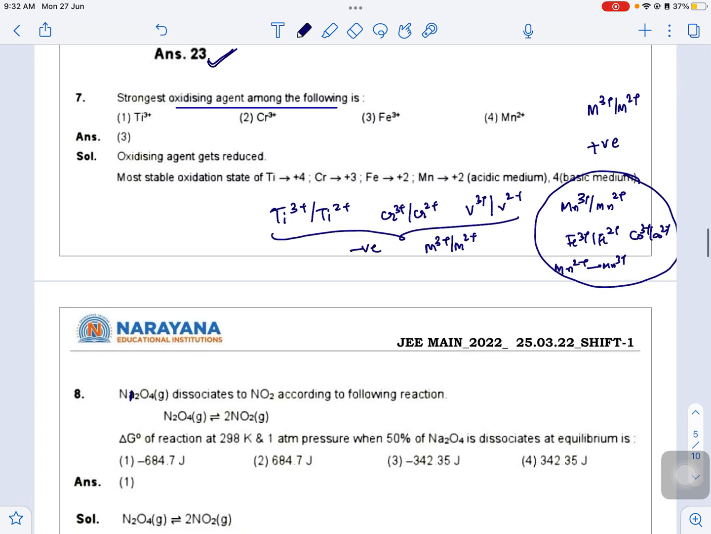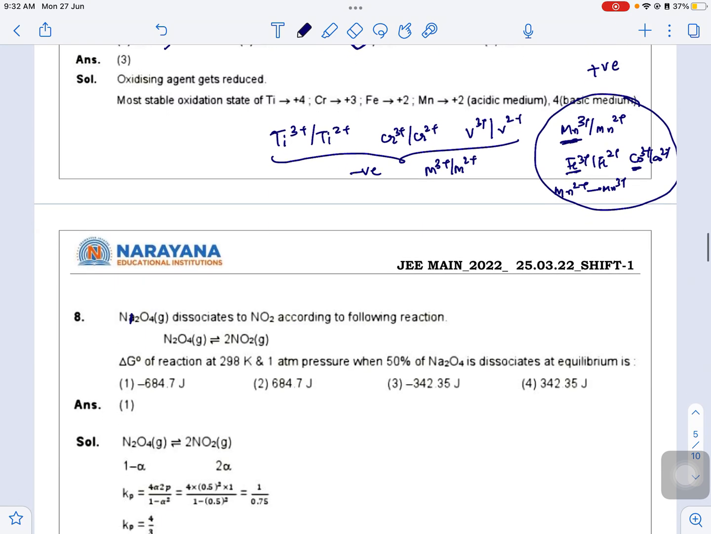Therefore, these tripositive ions can act as the oxidizing agent, that is Mn plus 3, Fe plus 3, cobalt plus 3, whereas the titanium plus 3, Cr plus 3 are stable. They are not oxidizing agents. So we can see that Fe plus 3 can act as oxidizing agent.